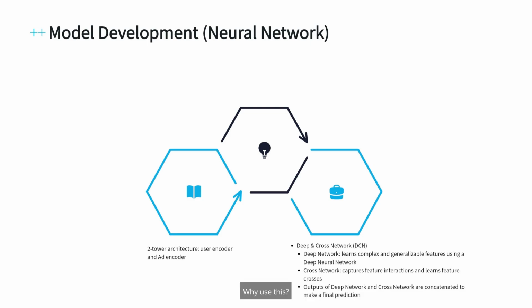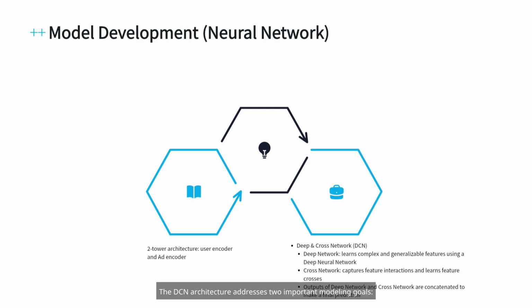Why use this? It's efficient at serving time since ad embeddings can be pre-computed. It generalizes well to new user-ad combinations. It's also well suited for nearest neighbor retrieval during candidate generation. Deep and cross network, DCN.